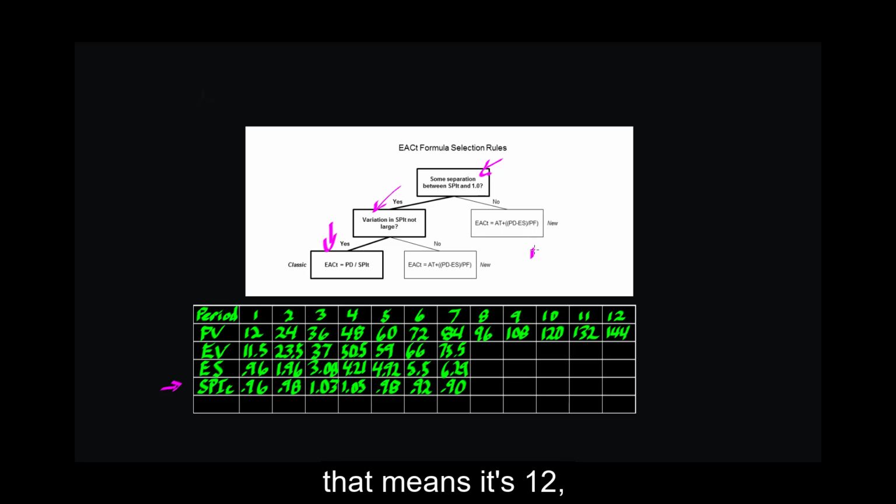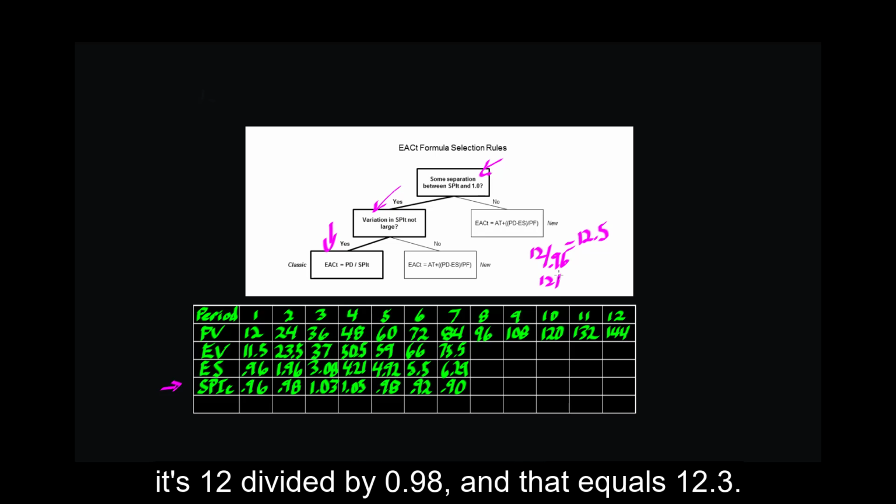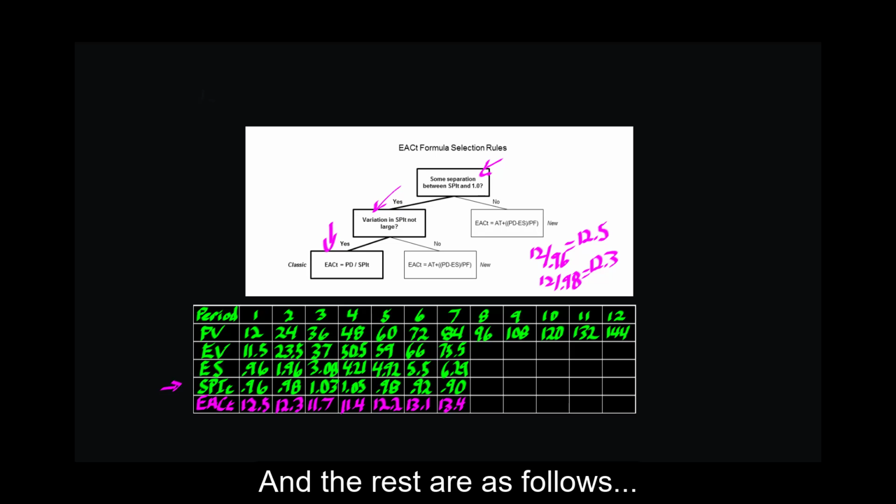In the first period, that means it's 12, the plan duration, divided by 0.96, the SPIT, and that's equal to 12.5. And in the second period, it's 12 divided by 0.98, and that equals 12.3. And the rest are as follows: 11.7, 11.4, 12.2, 13.1, 13.4.